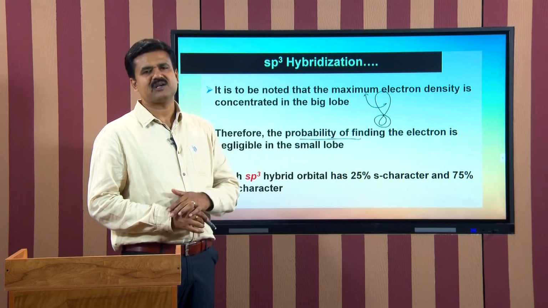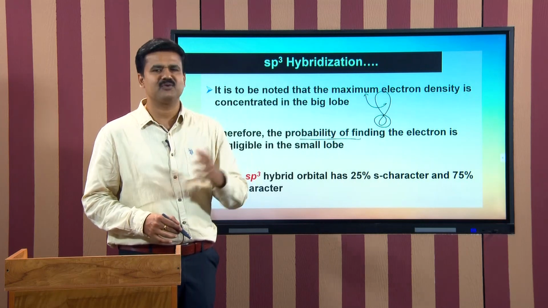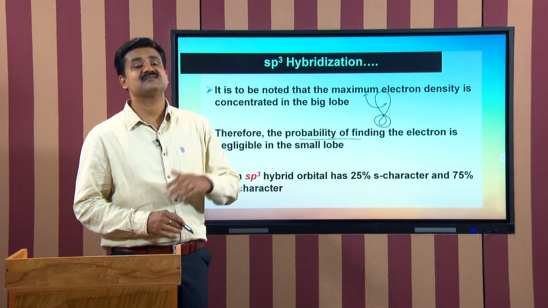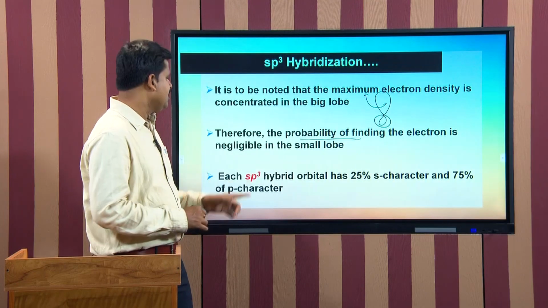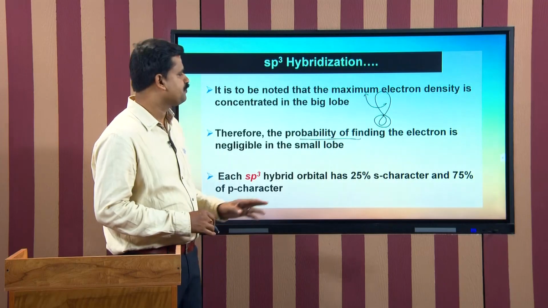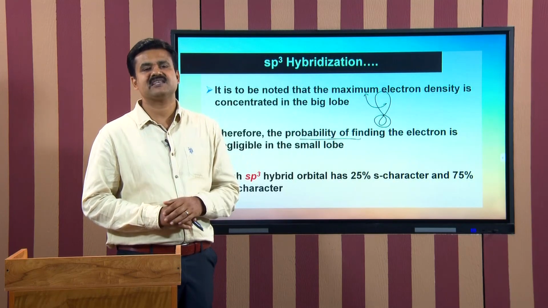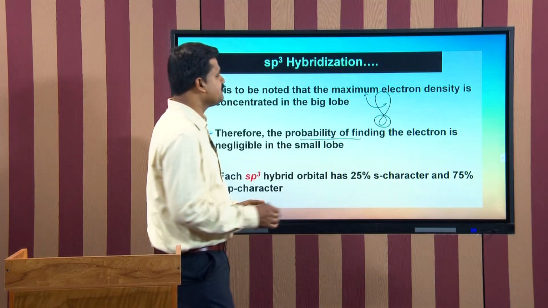In the big lobe, electron density is maximum, and in the small lobe, electron density is minimum, or there is minimum possibility of finding an electron there in the small lobe. Now, each sp3 hybrid orbital has 25% s character and 75% p character. This can simply be proved like this.